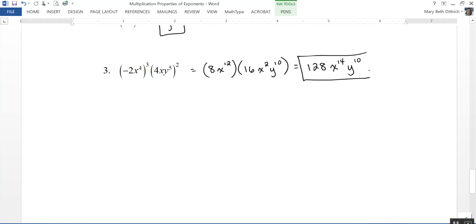So in this video we took a look at some multiplication properties of exponents, how to multiply two powers that have the same base, how to raise a power to a power, and how to deal with a product being raised to a power.